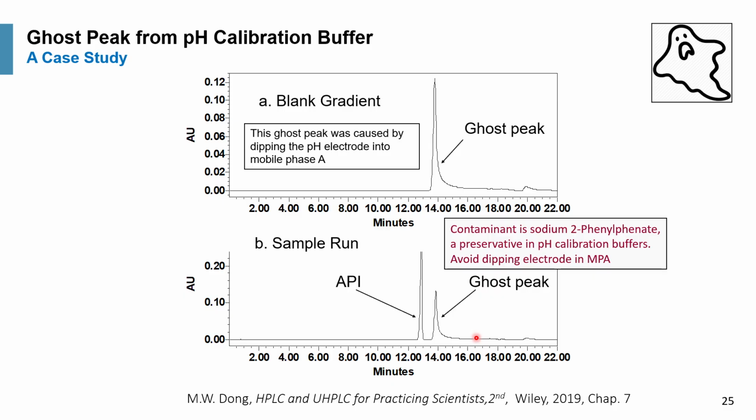The fix afterward is that in the entire laboratory, we no longer dip that electrode into the mobile phase A. Instead, to get the right buffer pH, we take out a little bit of the buffer after adding acid or base, and check it separately in a scintillation vial. At the end, you just waste that one, and you titrate until you have the correct pH.